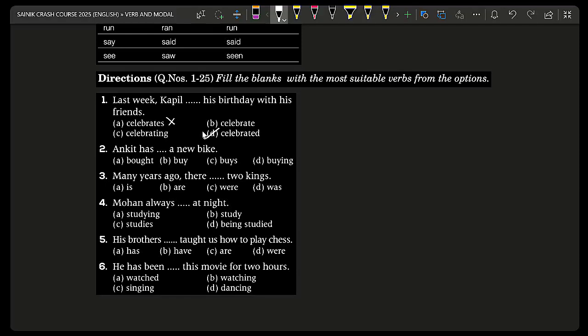Ankit has bought a new bike. Very good. Bought. Whenever "has" comes, we have to use V3. So buy, bought, bought. So V3 is bought. So option A is correct.